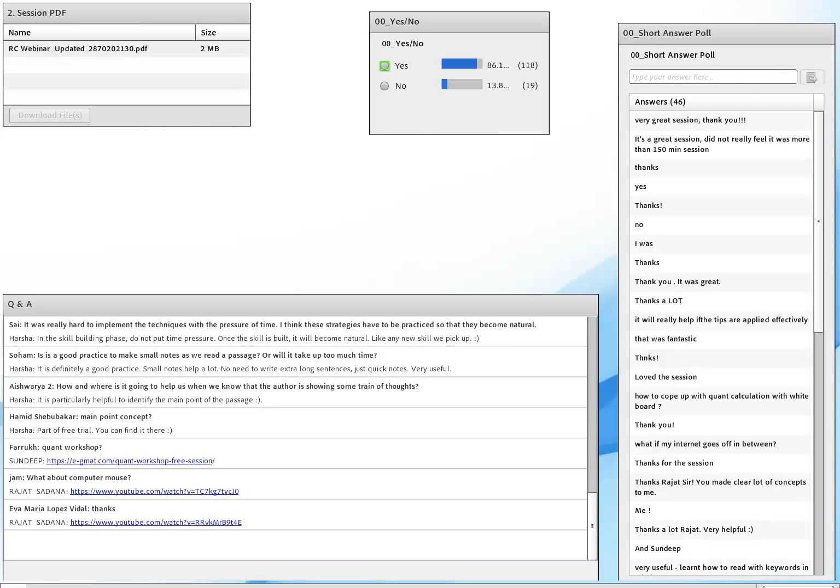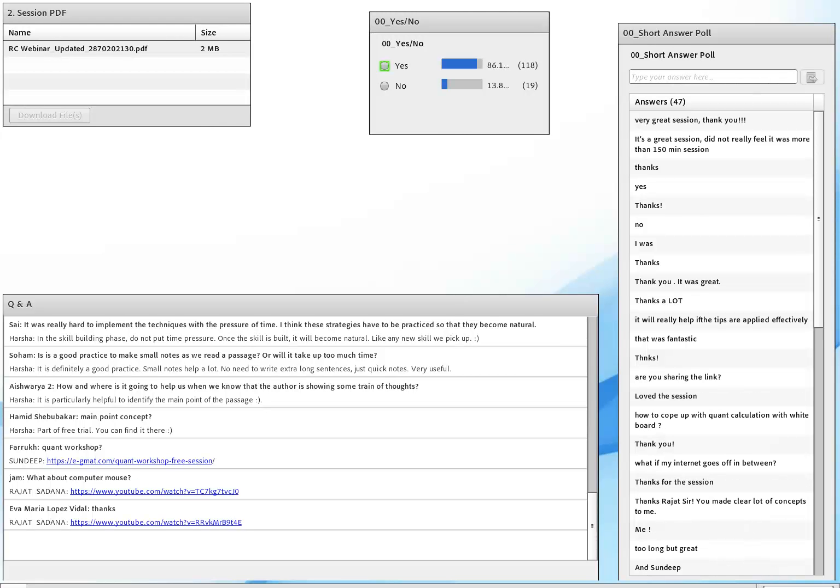How do you cope with calculations in quant with a whiteboard? This is a physical whiteboard, a real whiteboard, not the online whiteboard. So that you can really use now. So you can write numbers down with your hand. This is something that happened just yesterday. So watch this to really know the specifics of it.